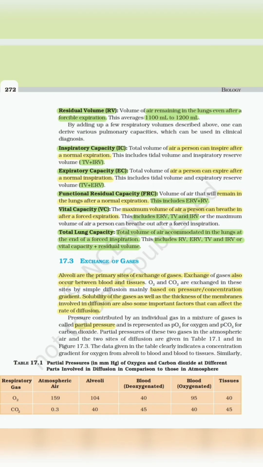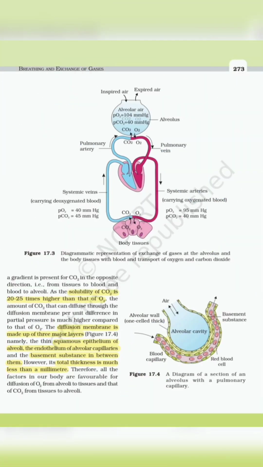The data given in the table clearly indicates a concentration gradient for oxygen from alveoli to blood and blood to tissues. Similarly, a gradient is present for CO2 in the opposite direction, that is from tissues to blood and blood to alveoli, as the solubility of CO2 is 20 to 25 times higher than that of O2. The amount of CO2 that can diffuse through the diffusion membrane per unit difference in partial pressure is much higher compared to that of O2.